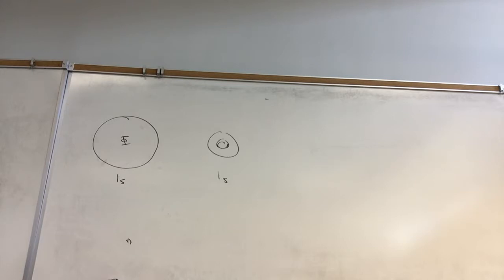Did you guys read about Slater's rules? I didn't test you on it. Slater's rules are a way of guesstimating the amount of shielding depending on where the electrons are. That was the last homework problem in that chapter, so I don't know how many people got to it.